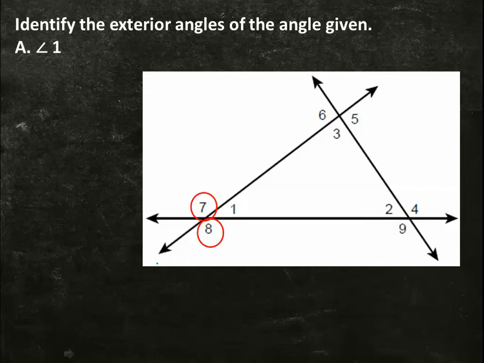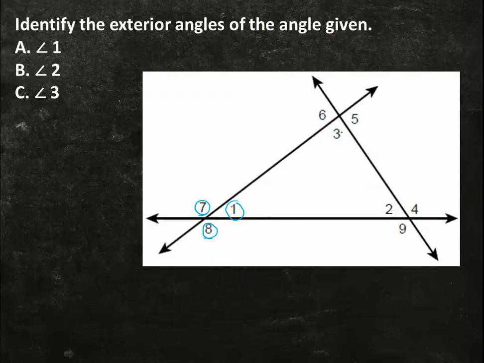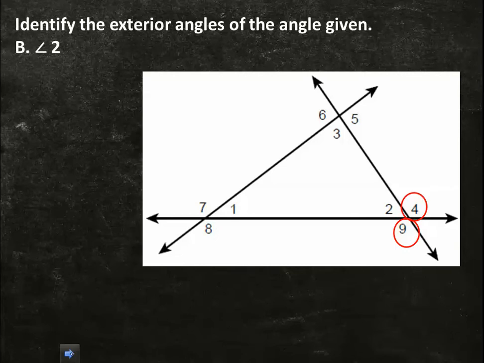There, it just shows you how it's correct. Let me go back because I'll be giving you the correct answers first. Okay, exterior angles for angle 2 are going to be 4 and 9. The exterior angles for 3 are going to be 5 and 6. Now you can see that. There's 7 and 8. There's 4 and 9 for angle 2. And there's 5 and 6 for angle 3.